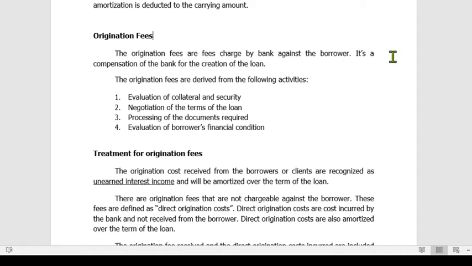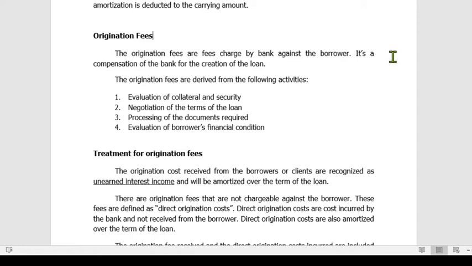For example, nangutang ka sa bangko pero dahil malaki ang inuutang mo sa bangko, hinihingan ka ng collateral. For example, titled lot, o kaya mga chattel mortgages, mga sasakyan or mga personal properties. So sila, they will conduct investigation or assessment, appraisal, and evaluation on the collateral and security na ino-offer mo. So, merong cost associated doon. So, kung yung mga cost na yon is charged against the borrower, kung sino yung mangungutang, siya ang magbabayad, it is considered as an origination fee.